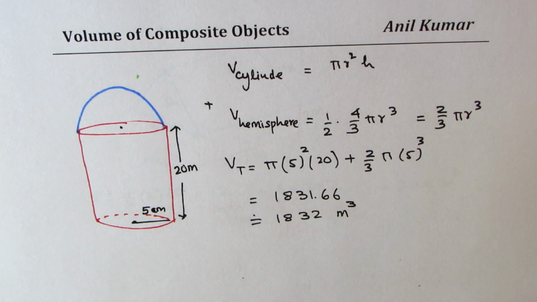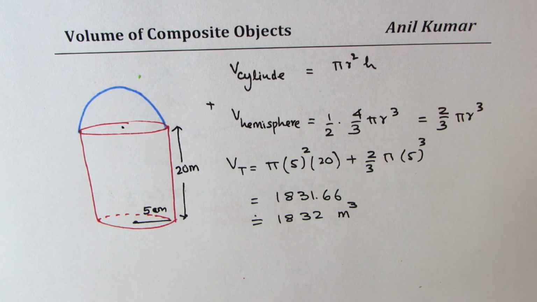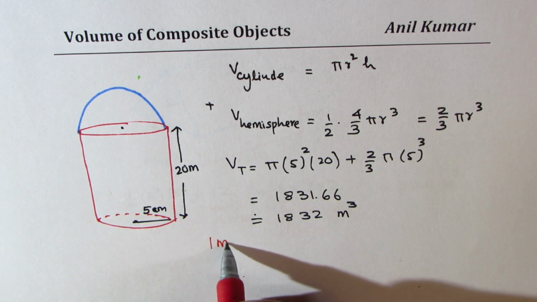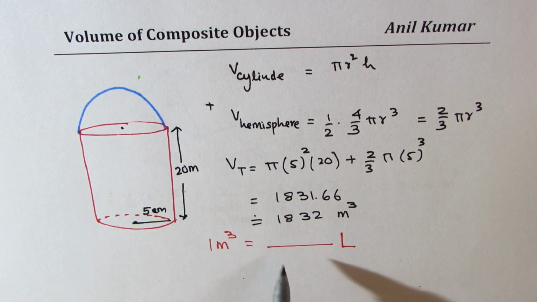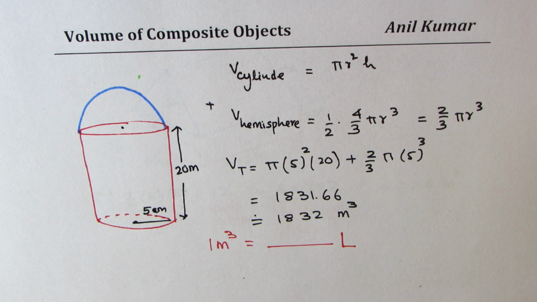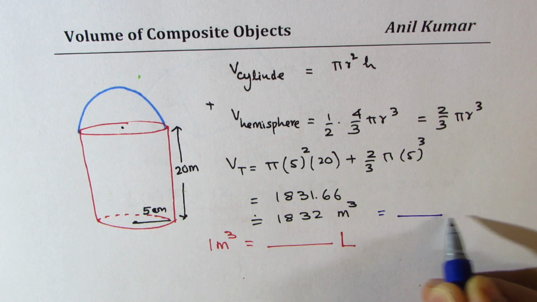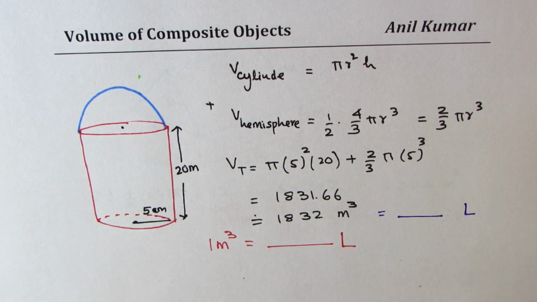We also took an example on a silo, which is a combination of a hemisphere and a cylinder. And we also learned how to convert units. Now, that brings me to a question here. What is 1 meter cube equal to in liters? That is a question for you. You have to figure out what 1 meter cube is in liters. So let this be another question for you.